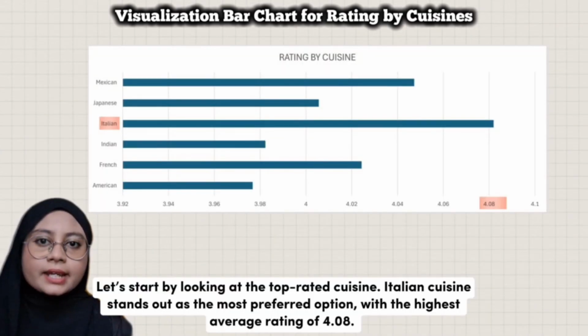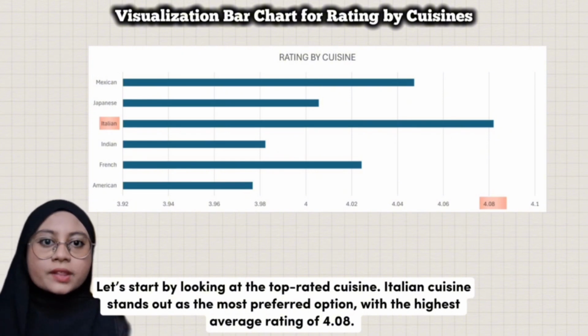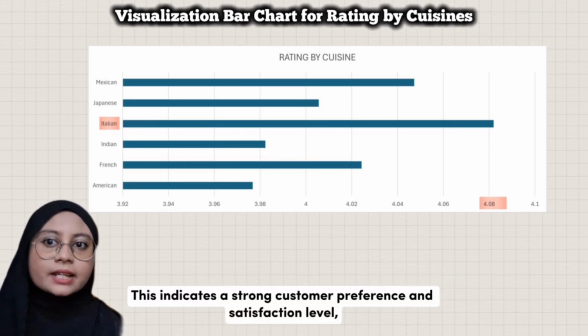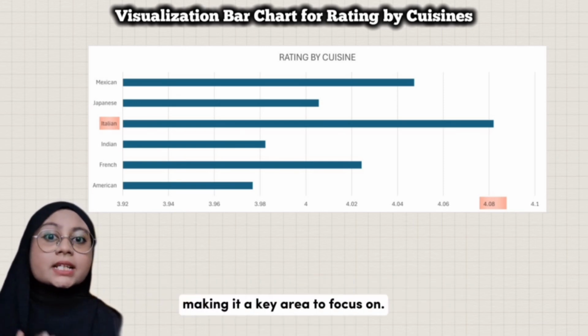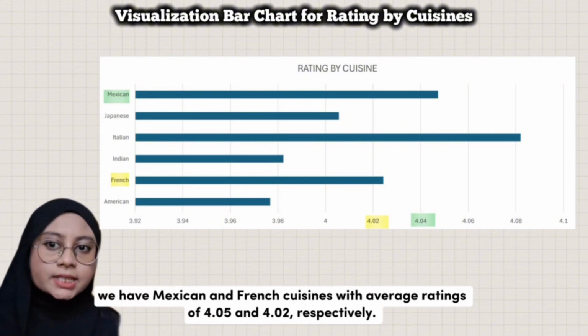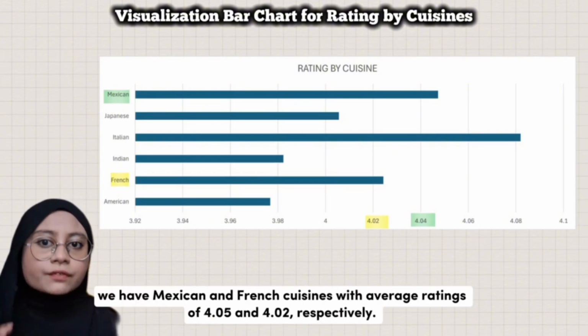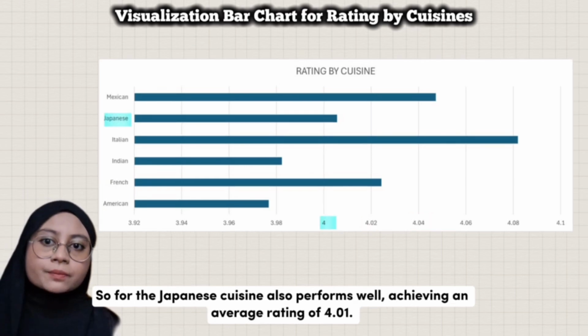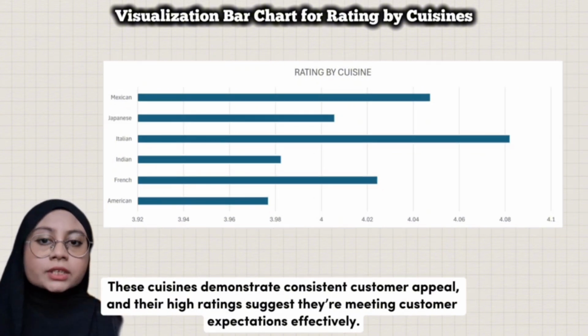Let's start by looking at the top rated cuisine. Italian cuisine stands out as the most preferred option with the highest average rating of 4.08. This indicates a strong customer preference and also satisfaction level, making it a key area to focus on. Following closely behind, we have Mexican and French cuisine with average ratings of 4.05 and 4.02 respectively. The Japanese cuisine also performs well, achieving an average rating of 4.01. These cuisines demonstrate consistent customer appeal and their high ratings suggest they are meeting customer expectations effectively.